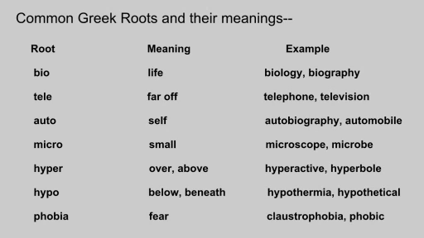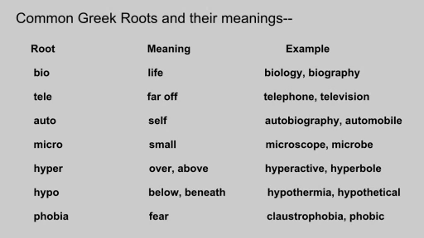Micro, M-I-C-R-O, means small. Here are some words that use this: microscope or microbe. A small scope. Hyper, H-Y-P-E-R, stands for over or above. Sometimes it can mean too much. Examples are hyperactivity or hyperbole. Hypo is below or beneath, not enough.